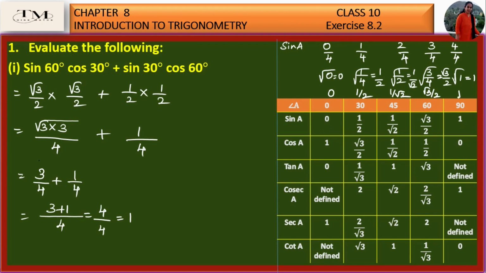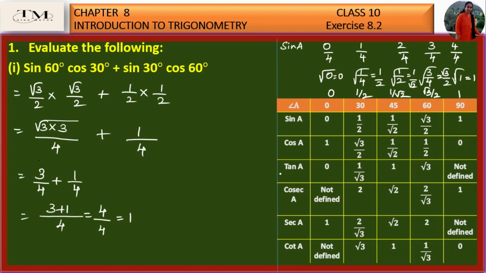For cos, you have to write from the back: 1, root 3 by 2, 1 by root 2, 1 by 2, 0. So write the sine values backwards for cos. For tan, it is nothing but sine divided by cos. So 0 by 1 is 0. 1 by 2 divided by root 3 by 2: the 2 gets cancelled, so 1 by root 3. 1 by root 2 divided by 1 by root 2 is 1. Root 3 by 2 divided by 1 by 2: the 2 in the denominator gets cancelled, so root 3 by 1 is root 3. 1 by 0 is not defined.